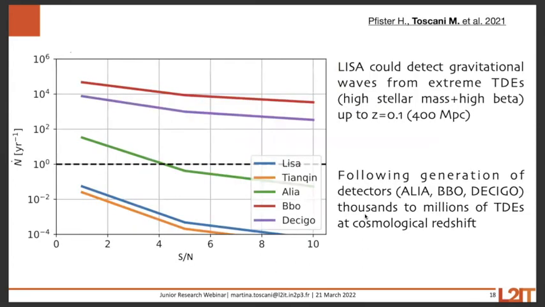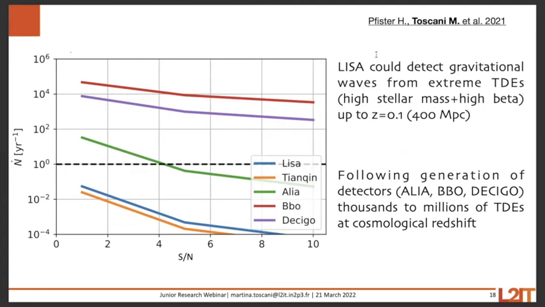Well, the answer is yes, but first let me explain why it could be interesting, at least at the beginning, focusing on the signal from an entire population of TDEs instead of the signal from an individual TDE. This plot is taken from a paper where I was one of the co-authors.